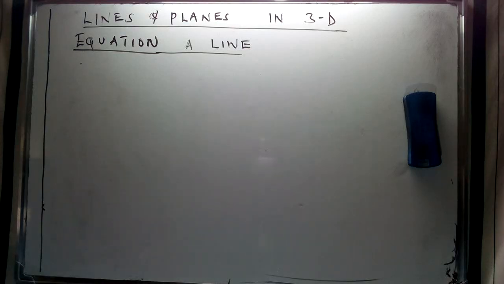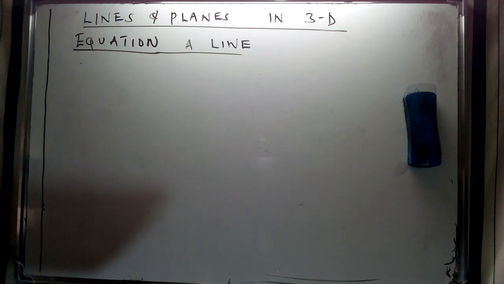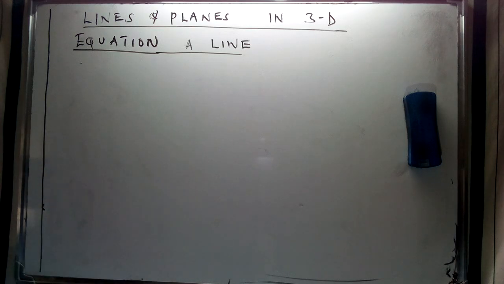Hi guys, in this discussion we're going to look at the equation of a line in three-dimensional space, and this is going to give us a clue on how we can give equations of other aspects, like planes, etc.